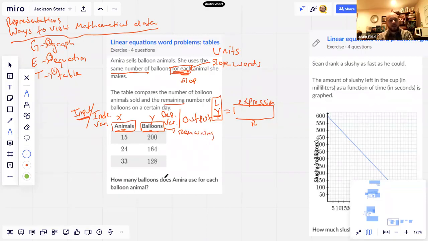All right. How many balloons does Amira use for each balloon animal? There it is again, for each. Slope. They are asking us to find the slope. All right, so let's make a list of slope words. For each, for every, per, rate. Yeah, okay, rate of change.